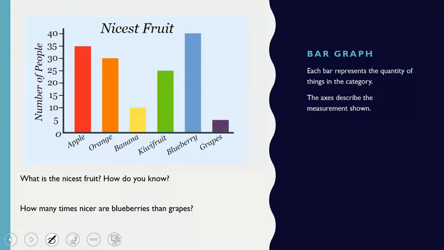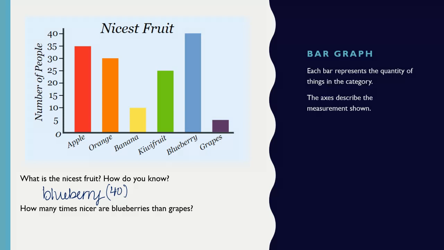Which one is the nicest fruit? Clearly, blueberry wins out. I like blueberries myself, so I get it. It is far higher than the other ones, coming in at 40 people that chose blueberry. So that's how I know, because there are 40 people. The next highest is apple with 35, and so on down the line, all the way to those grapes that nobody seems to care for.